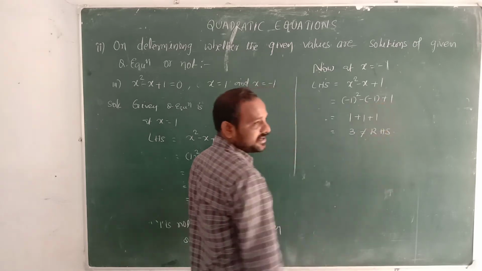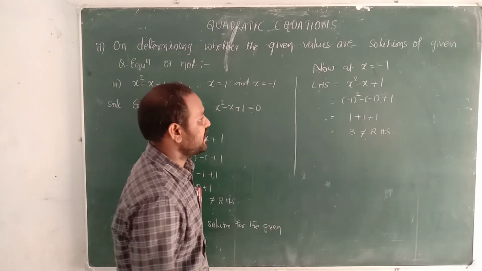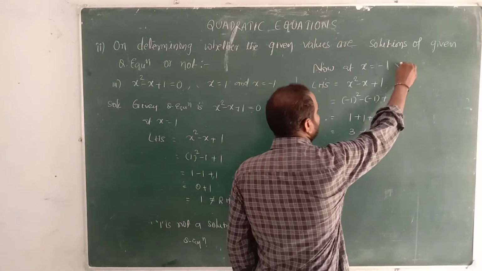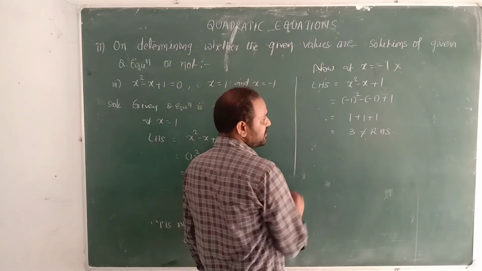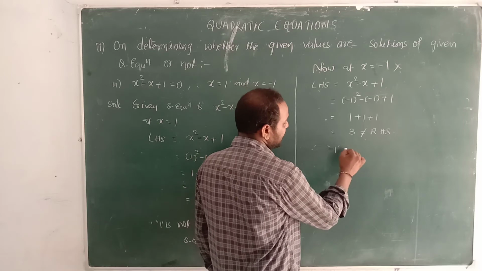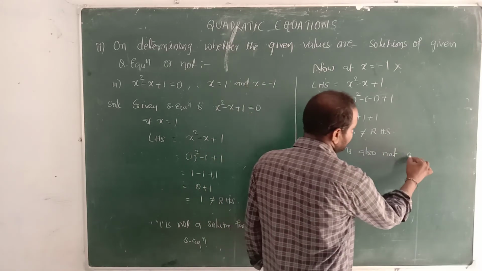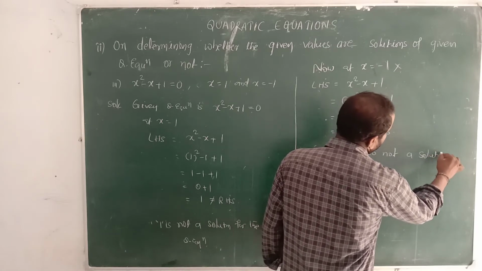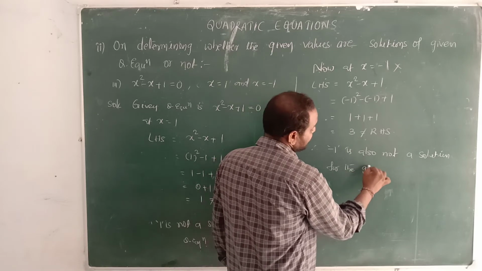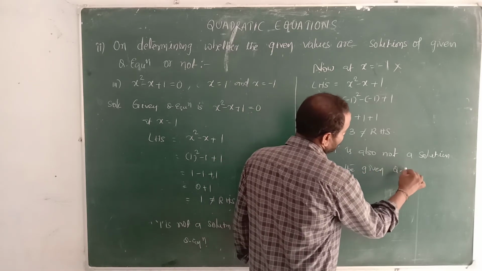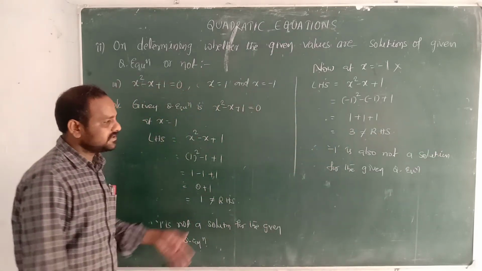So what happened here also? The result we got is 3. So that is why minus 1 is also not a solution for the given quadratic equation. What is the conclusion we have to write? Therefore, minus 1 is also not a solution for the given quadratic equation. You can write that one.